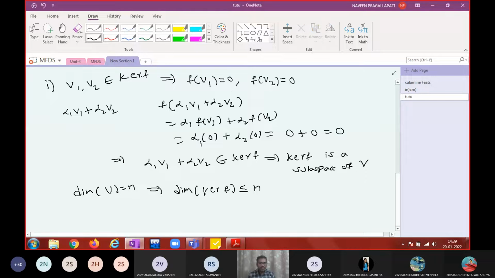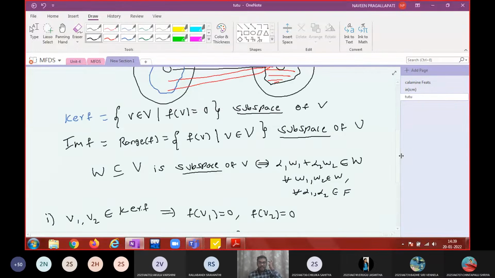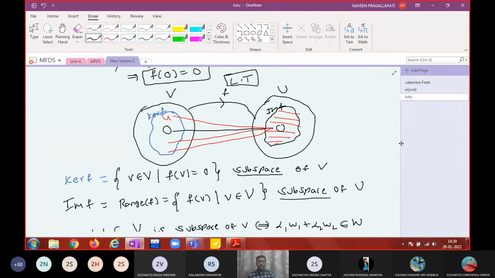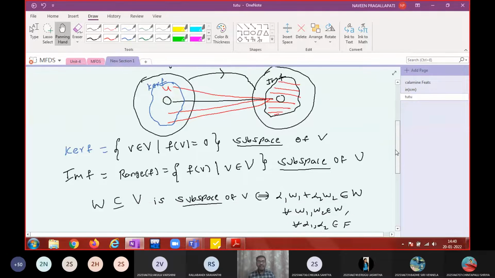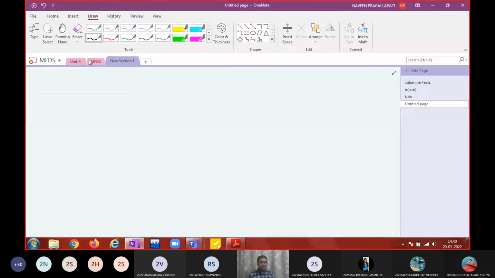Is that clear? So in a similar way, how do you show that image F is also a subspace? This image set is also a subspace of this U. You take any two elements of this image set. If the linear combination is also an element of this image set, then that is also a subspace. Okay. Now, what is my aim now?